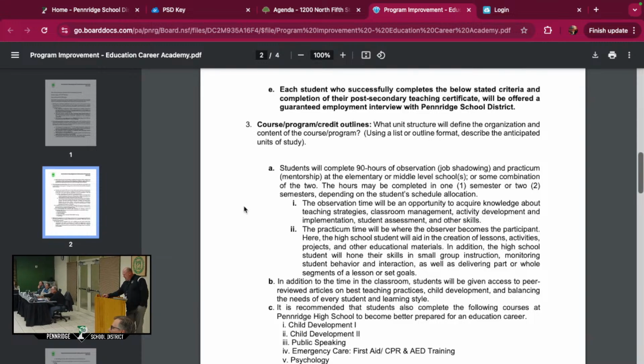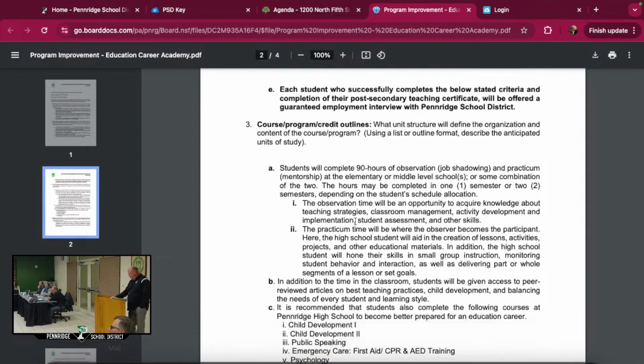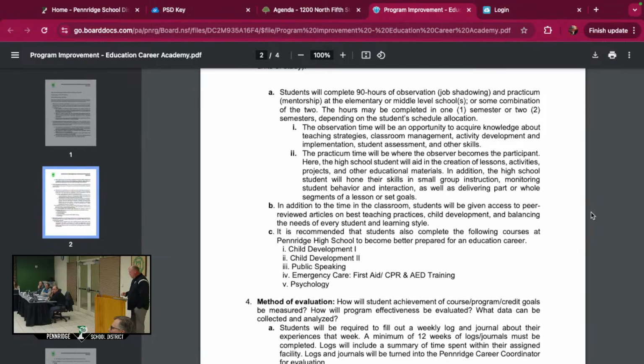So how the program's going to work with making sure they're meeting certain criteria. They need to complete a total of 90 hours of observation, or job shadow, practicum, which is a mentorship program. So this is where they're actually hands-on engaged, either at the elementary or the middle level, some combination of, maybe they want to explore elementary and then realize, it's not really for me. Can I switch gears and go to the middle level? Absolutely. We don't want to discourage anybody.